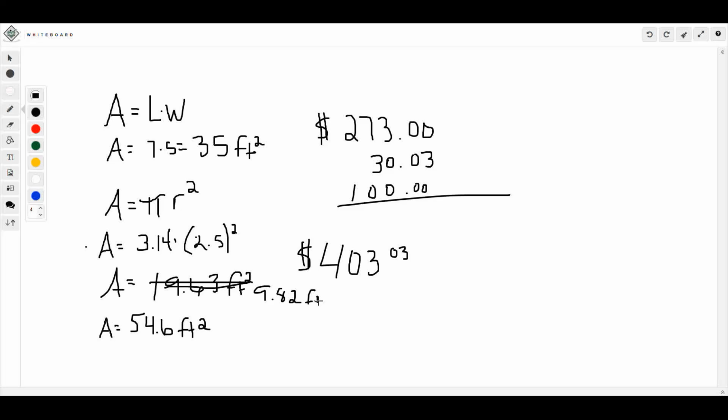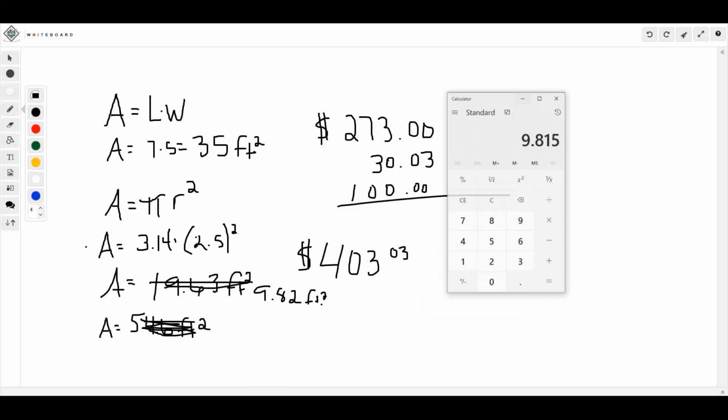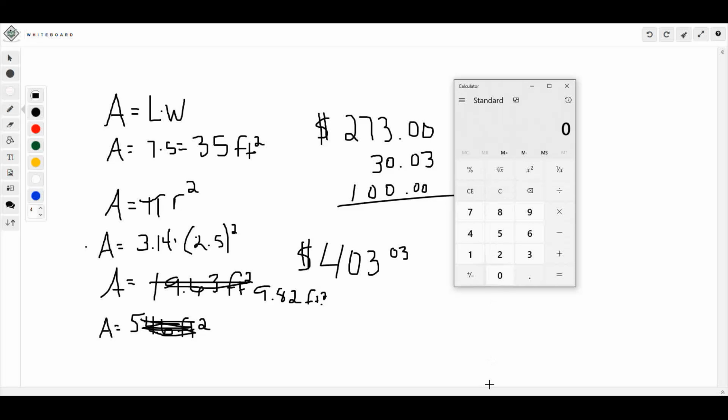Now, let's see if it changes this number, because this is all of our area, both of our areas added up. So let's add this up again. So it's 9.82 plus 35. Whoop! Well, I messed that up. 9.82. Okay, that's correct.